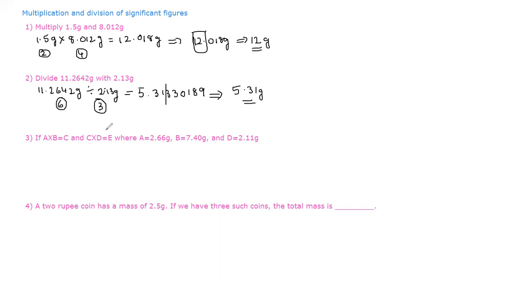Now let us see this example. If A into B is equal to C and C into D is equal to E, where A is equal to 2.66 grams, B is equal to 7.40 grams, and D is equal to 2.11 grams. In such cases, I will just show two methods and we will discuss which is the right method for this. So first A into B: we know A is 2.66 grams, B is 7.40 grams.